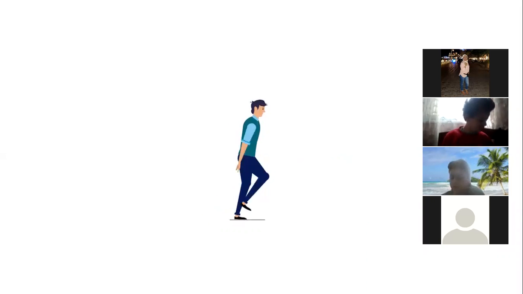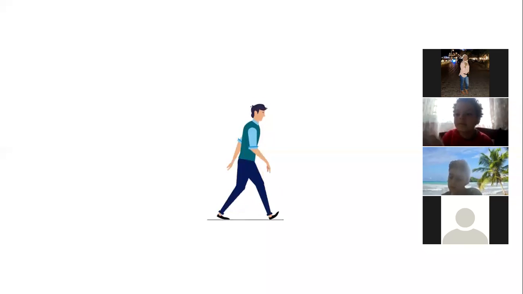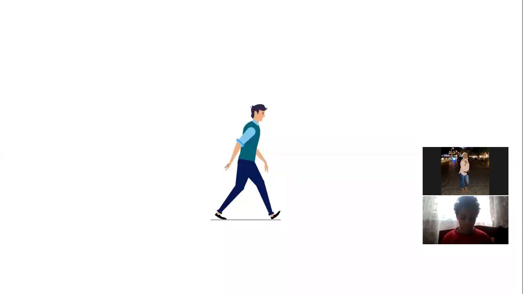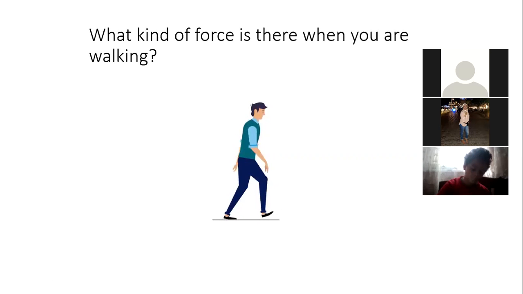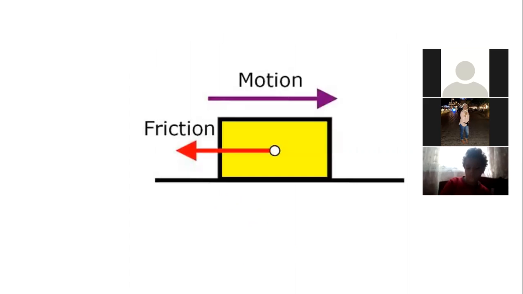Now this is a man who is walking. What do you think the two surfaces that will generate a friction force while this man is walking? Where do you think the friction force will be produced while he's walking? Yes, Layan. On the ground and on his shoes. Yes, so the friction force will be produced between the bottom of his shoe and the ground, right? Okay, so he is producing a friction force between his shoe and the ground.